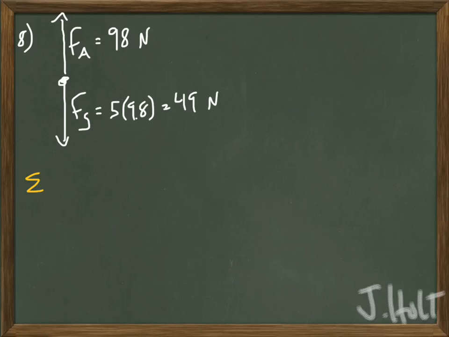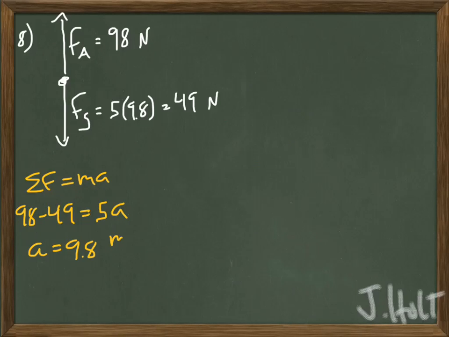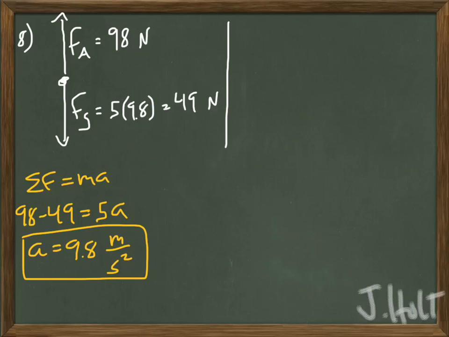Let's set up Newton's second law. The sum of the forces equals mass times acceleration. So 98 minus 49 equals mass times whatever acceleration. So I can solve for A. I can find that acceleration. So it happens to be 9.8, which is kind of confusing. It's just a coincidence. It has nothing to do with gravity. It just happens to be 9.8.